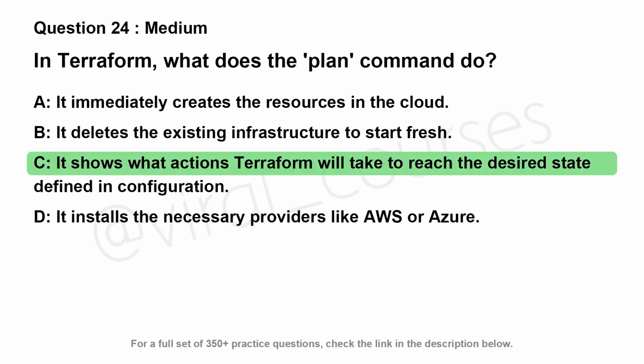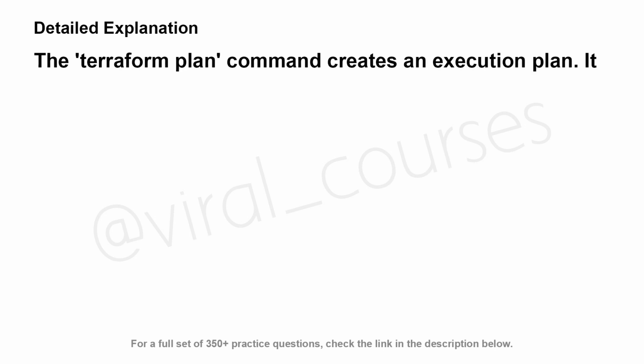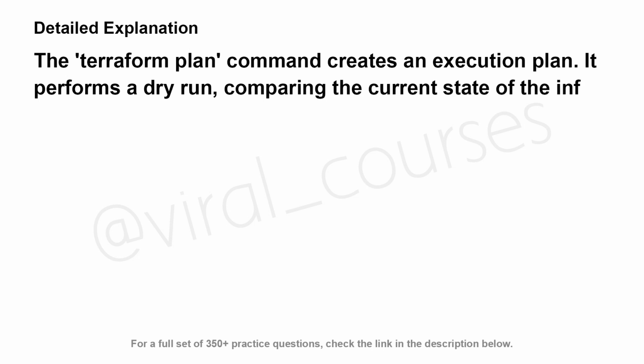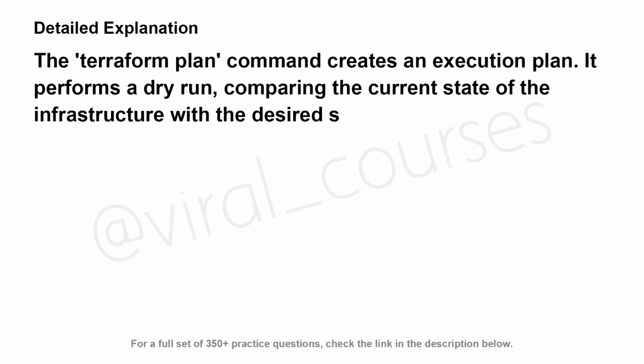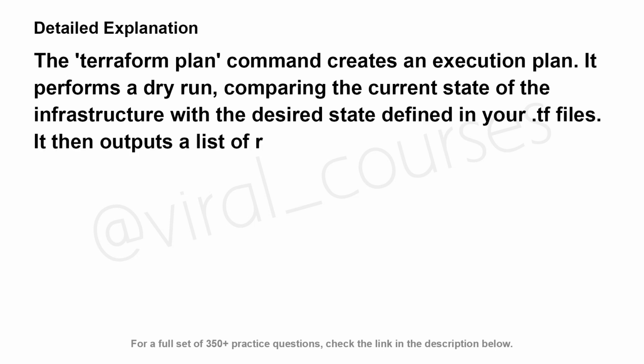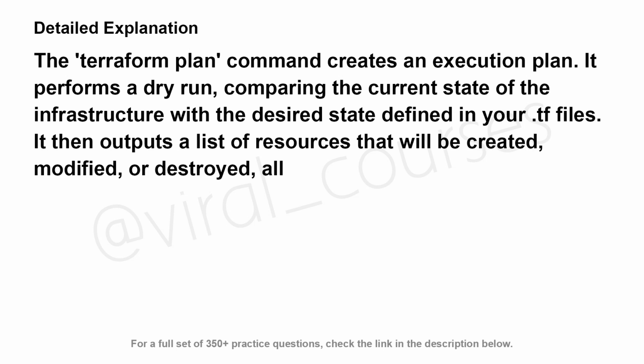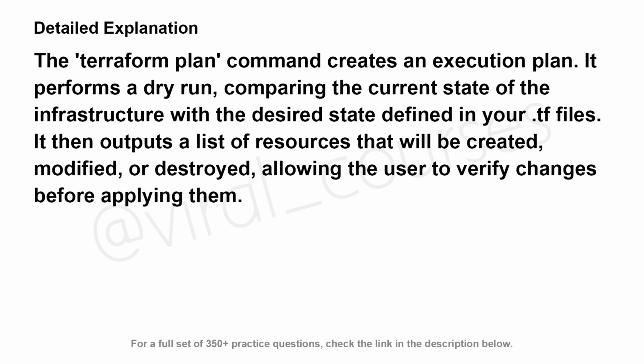The correct answer is C. The Terraform plan command creates an execution plan. It performs a dry run, comparing the current state of the infrastructure with the desired state defined in your TF files. It then outputs a list of resources that will be created, modified, or destroyed, allowing the user to verify changes before applying them.